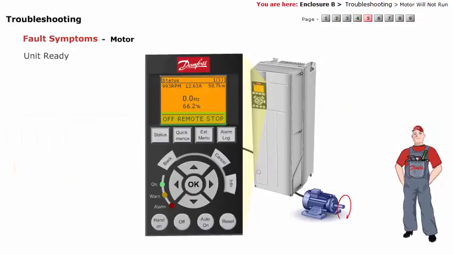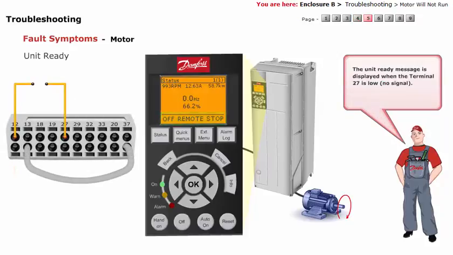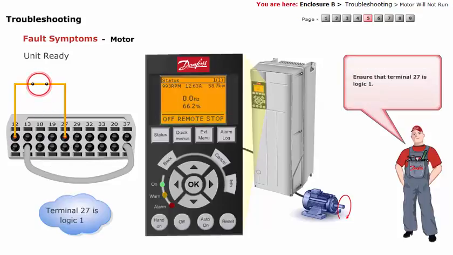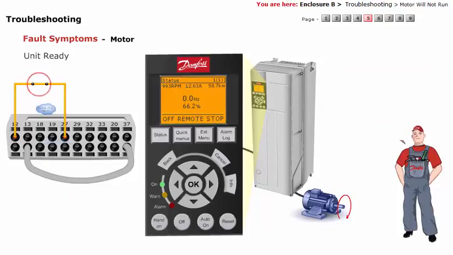Unit ready. The unit ready message is displayed when terminal 27 is low, no signal. Ensure that terminal 27 is logic 1.